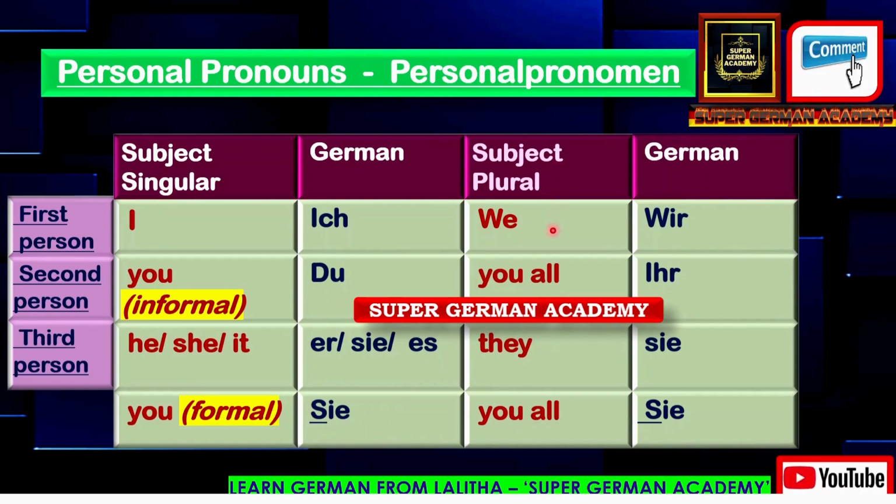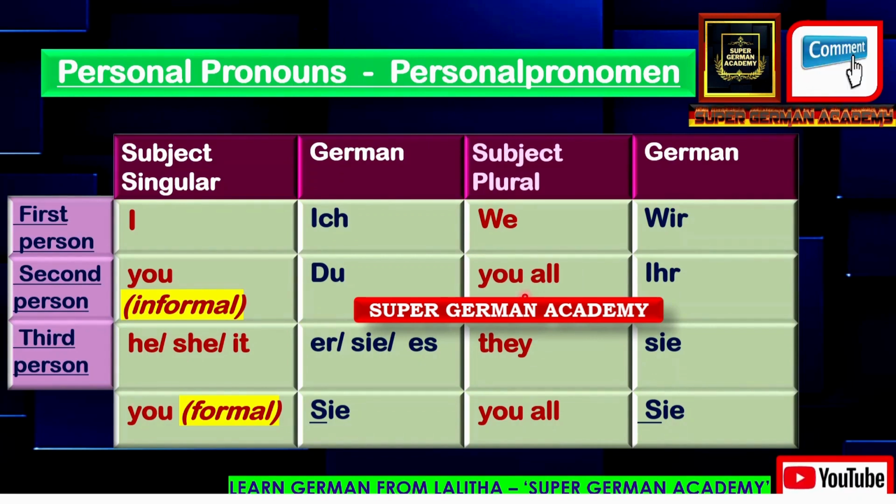And for subject plural, for we it is wir, for you all it is ihr, for they it is sie, and this s is small letter. Then for you all, this is also formal. This is also capital S-I-E. This is pronounced as Z. So these both are formal. This is formal you and this is formal you all. Suppose when you want to say to some group of people, maybe two people or more, then when you want to use you all formal way to address to them, then Sie you will use. And here this you all is informal.